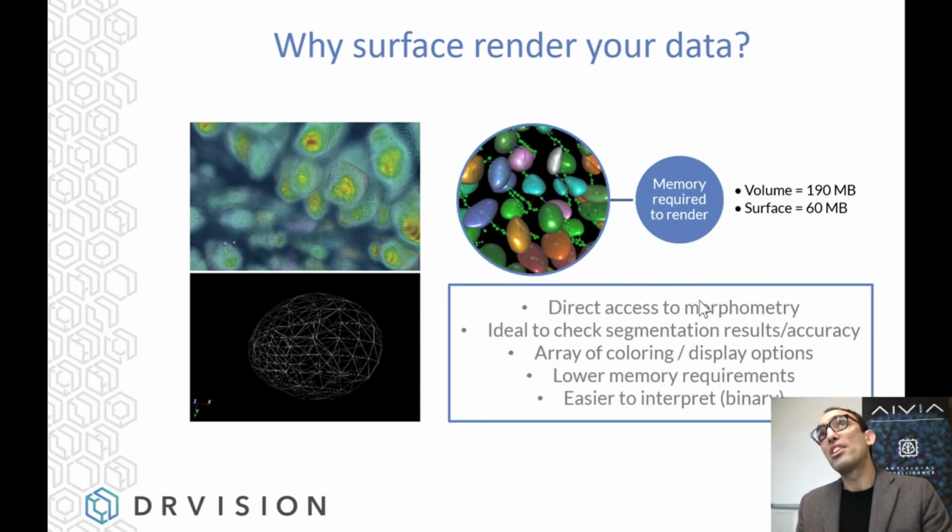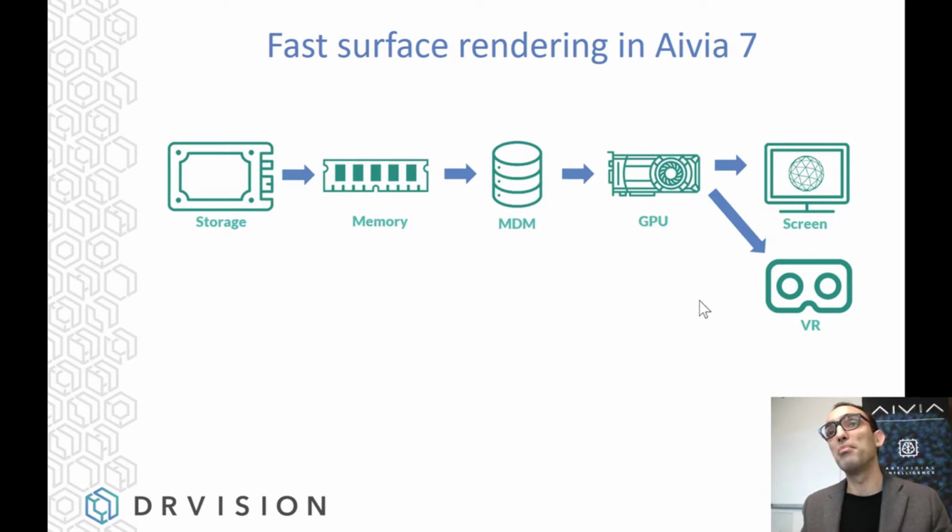So this is why people like to use surface rendering, from a technical point of view and from an application point of view. Now, there are challenges in making this fast enough. We have now tackled that significant bottleneck by optimizing quite a few of the steps along the data pipeline. So this is the data pipeline in Aivia 7. We start out with the data, of course, in the storage device, whatever that is. In my case, I try to always use SSD drives because they give me the best performance, and I suggest that you do the same.